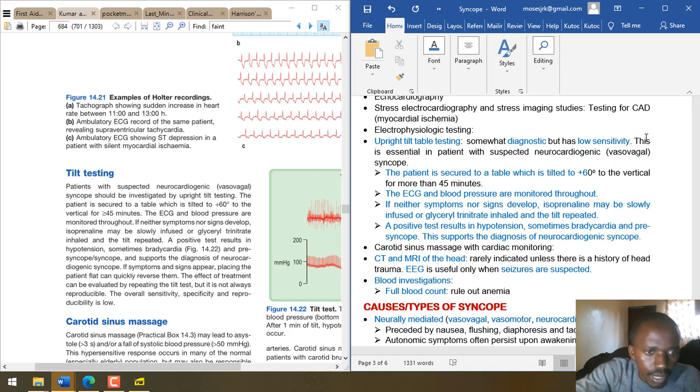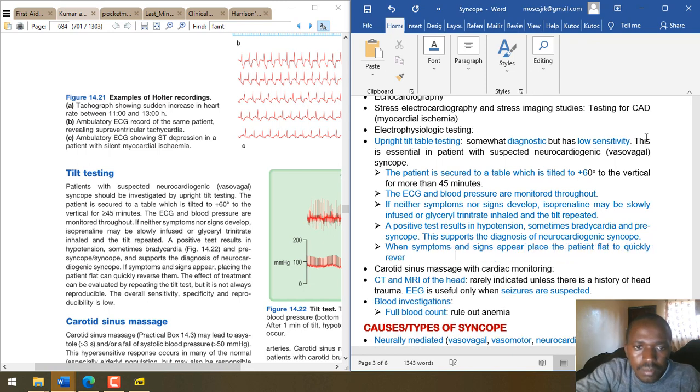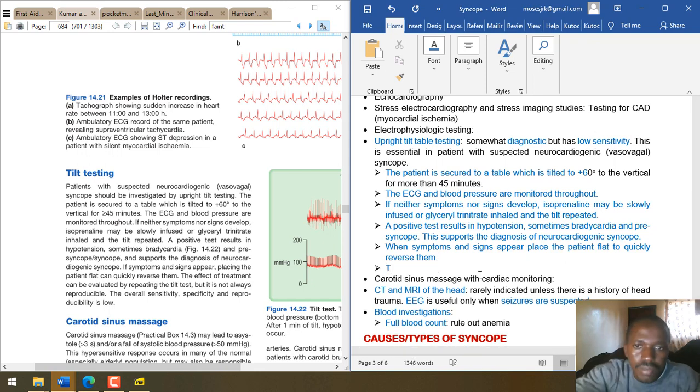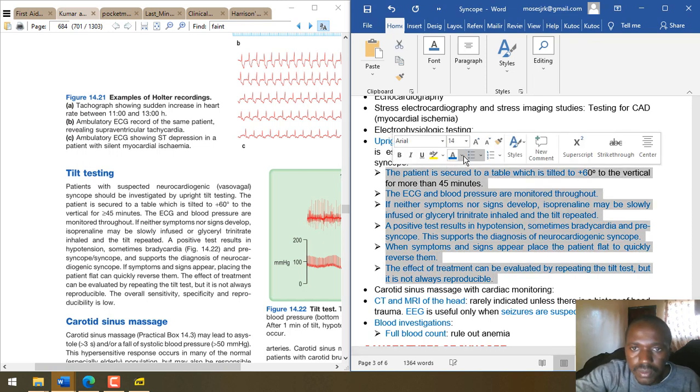Okay, so when symptoms and signs appear, place the patient flat to quickly reverse them. The effect of treatment can be evaluated by repeating the tilt test, but it is not always reproducible. Fair enough. I think this explains how to do a tilt table test.